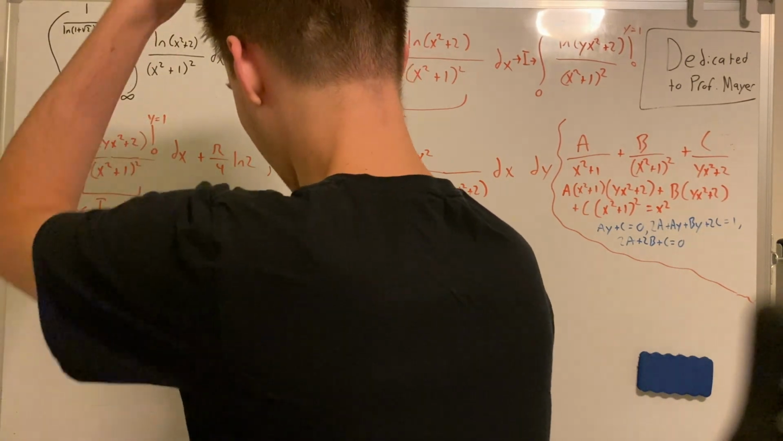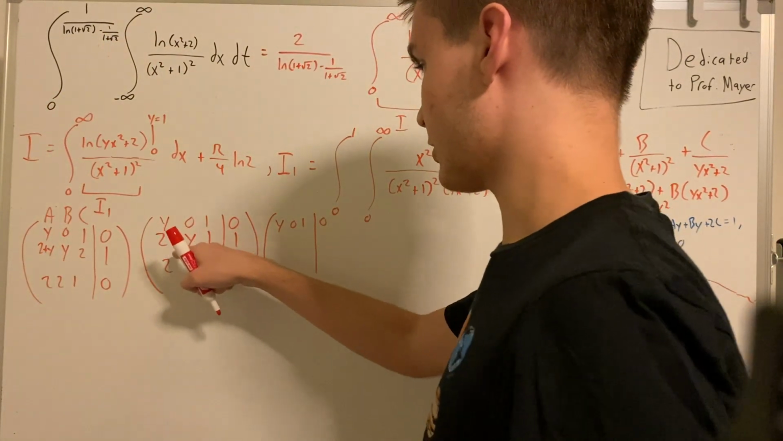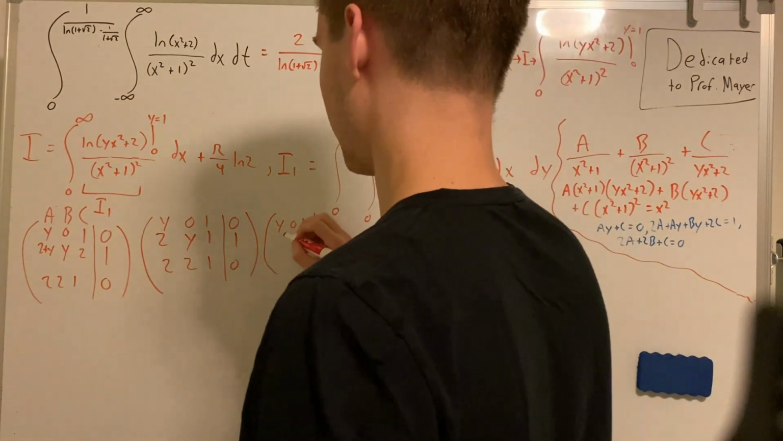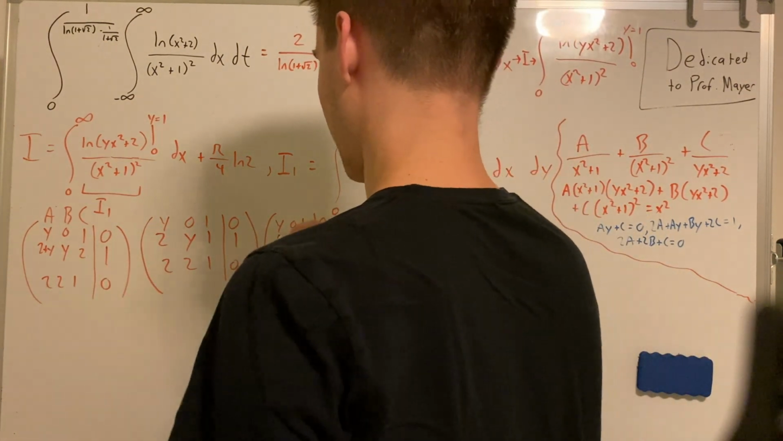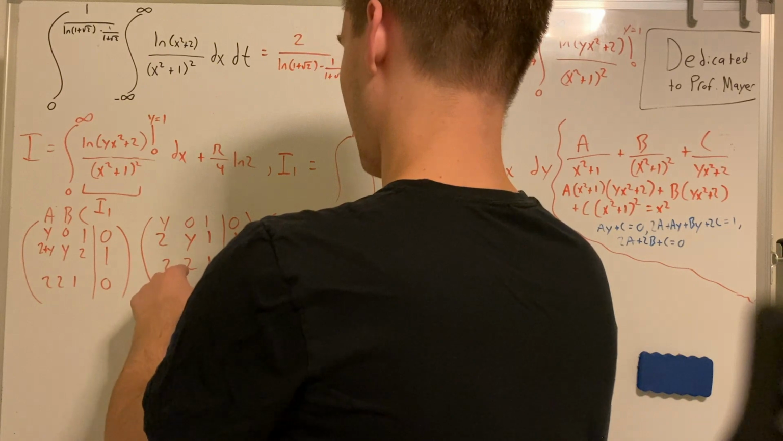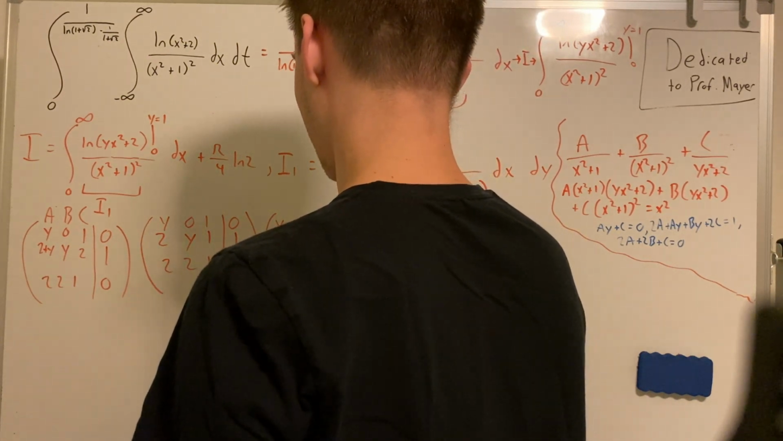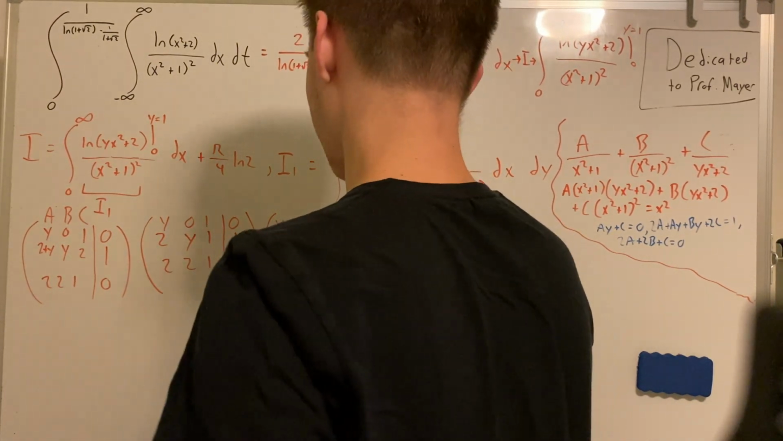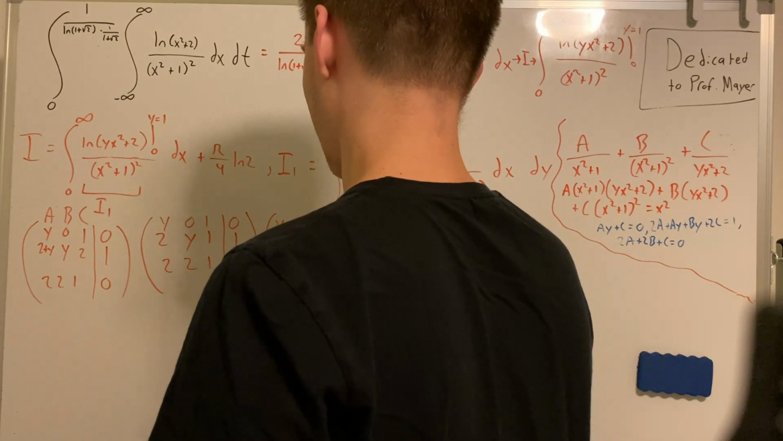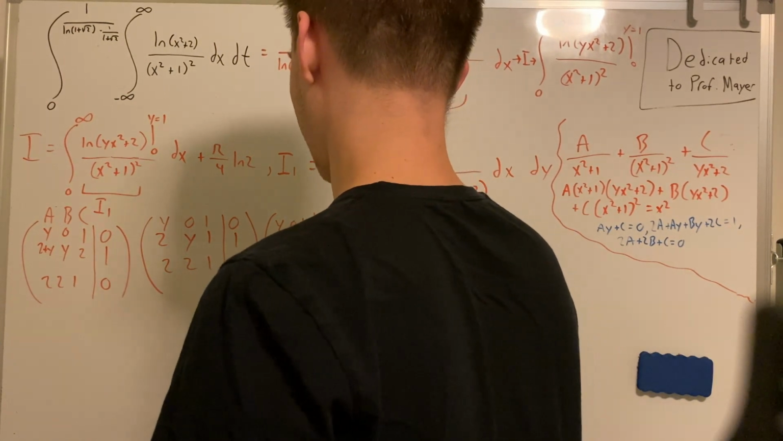Okay, 0. And now, we're subtracting this from this. So 2 minus 2 is going to be 0. Y minus 2 is going to be y minus 2. 1 minus 1 is 0. And 1 minus 0 is 1. And then this remains the same.